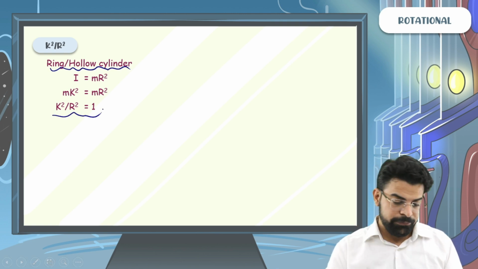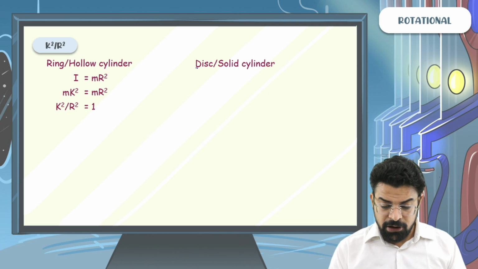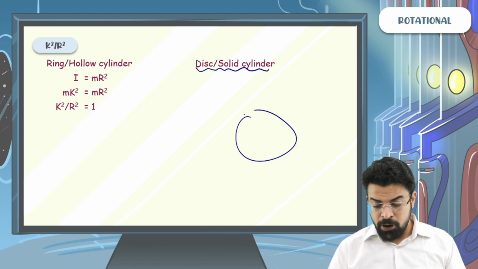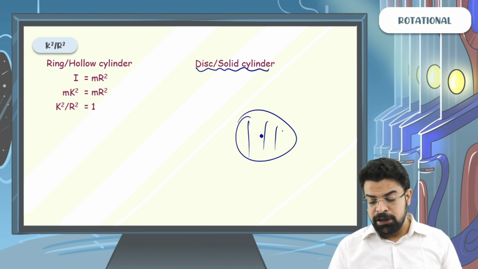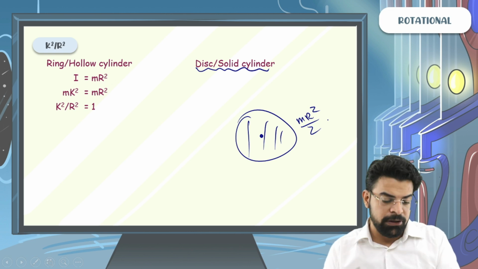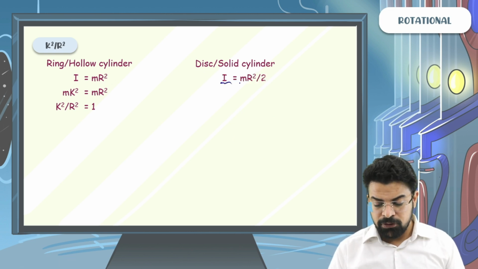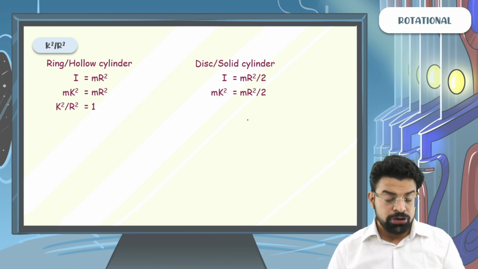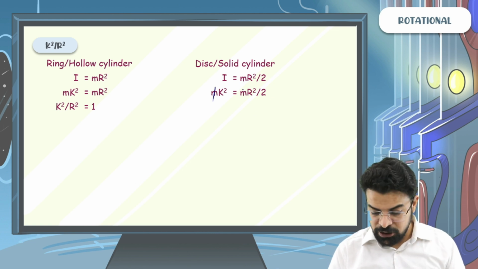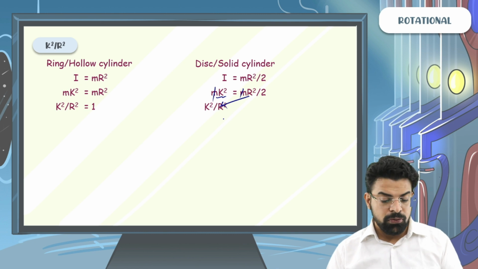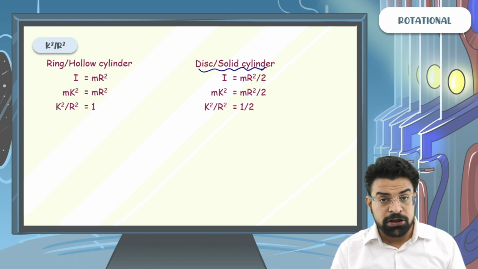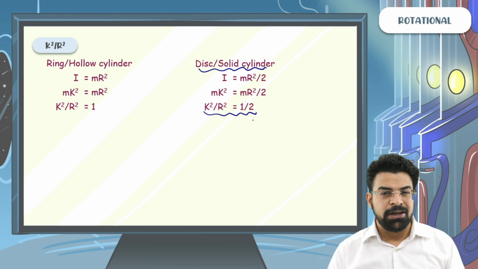So the ratio k square by r square for ring and hollow cylinder comes out to be equal to 1. Similarly, if you have a disc or solid cylinder, about their axis, both disc as well as solid cylinder have the moment of inertia of mr square by 2. That's why they are being talked about together. So I equals mr square by 2, so mk square equals mr square by 2. So what will be the value of k square by r square? Cancel out m and m, so you get k square upon r square equals half. So for disc and for solid cylinder, the value of k square by r square is half.